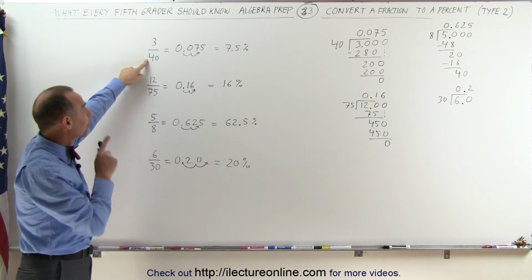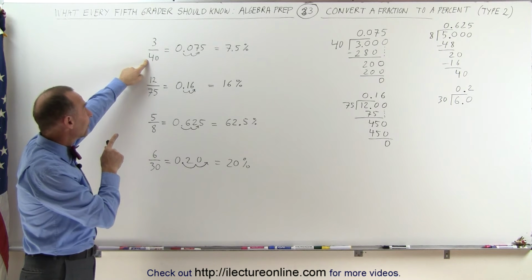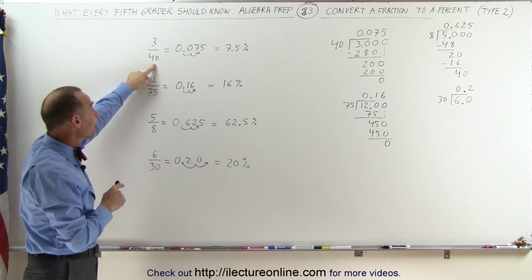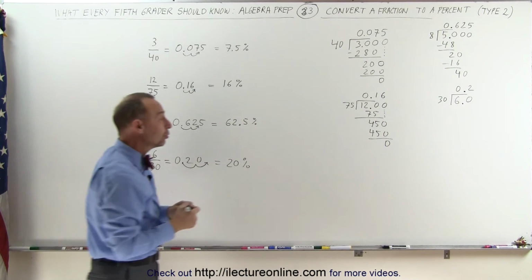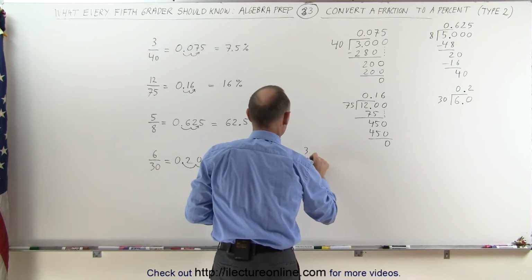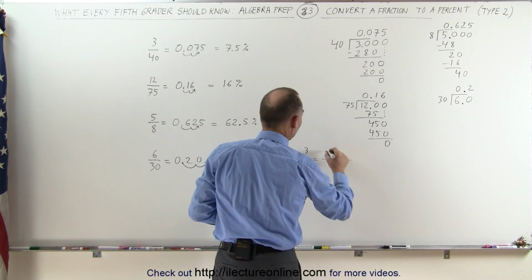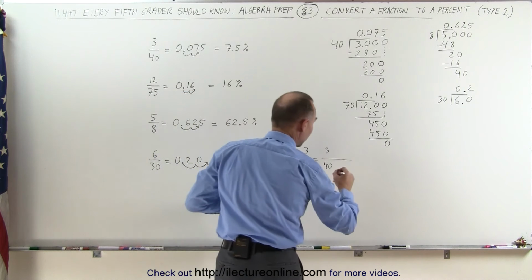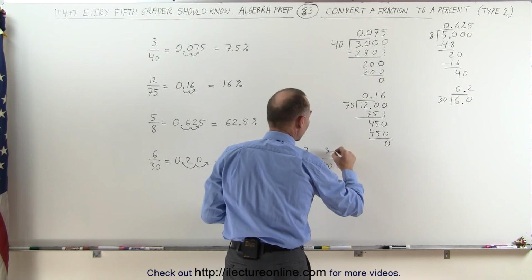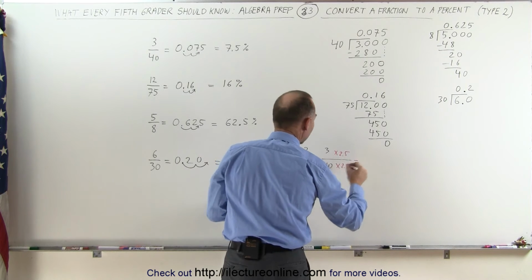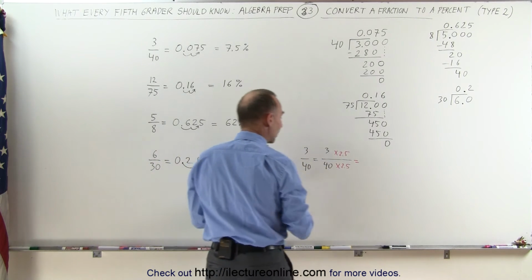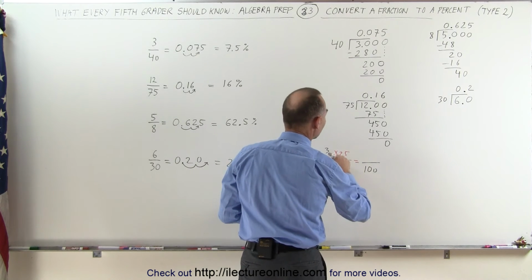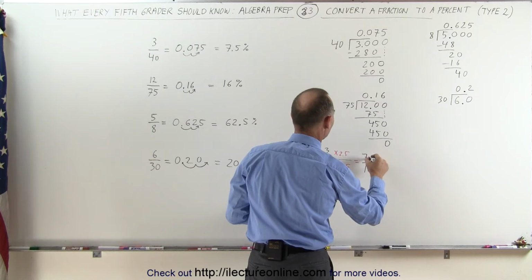Notice that when I look at the number 40, that tells me that 40 goes into 100 exactly 2.5 times, because 40 times 2.5 is equal to 100. So we could potentially do it as follows. 3 divided by 40 could be written as 3 over 40, and if I multiply the denominator times 2.5, and I multiply the numerator times 2.5, I can now write that as a fraction. 40 times 2.5 is equal to 100. 2.5 times 3 is equal to 7.5.